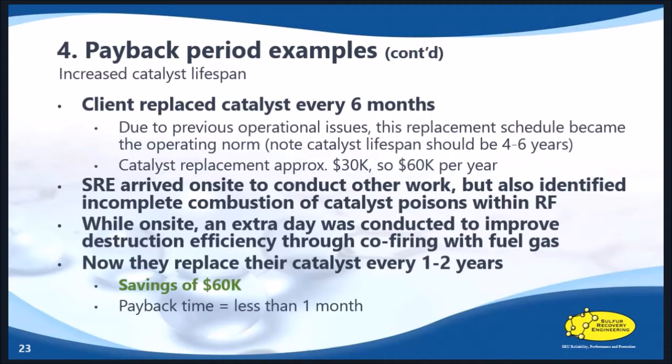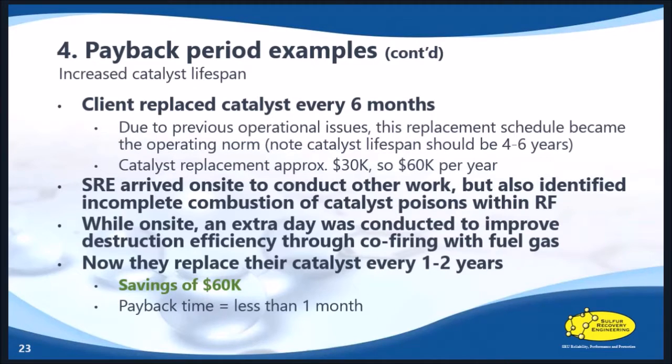SRE was then retained to conduct some other work in the sulfur plant, but we identified while on site that they were having incomplete combustion of catalyst poison compounds within the reaction furnace, within the main burner. So while on site, we recommended to them that, hey, let's spend an extra day of testing. What we'll do is we'll start co-firing with fuel gas in order to ensure that you're getting complete destruction of those catalyst poisons. So now, instead of replacing their catalyst every 6 months, they're replacing their catalyst every 1 to 2 years.